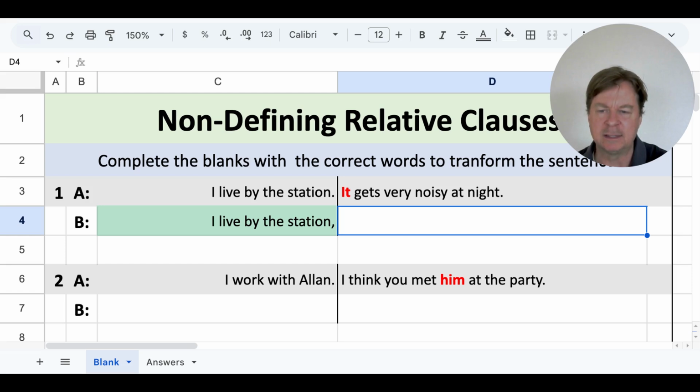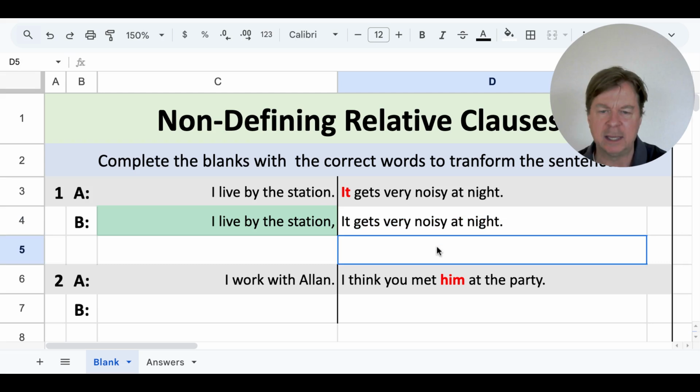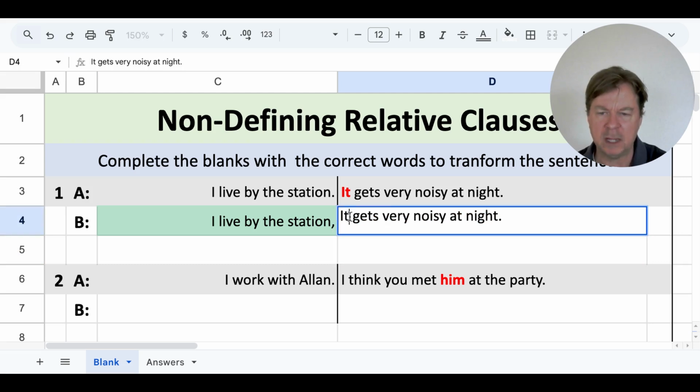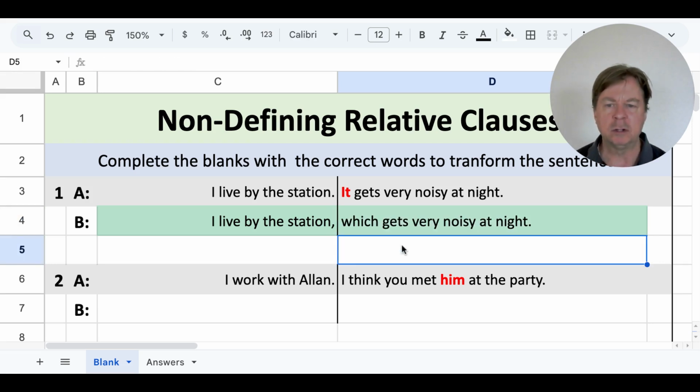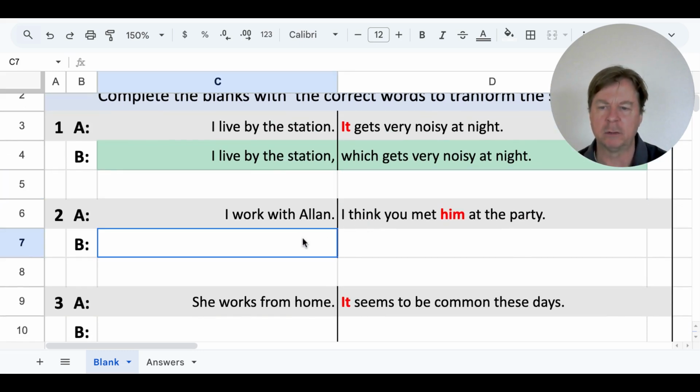So I live by the station, and I'm going to go ahead and type this into auto-populate there. It gets very noisy at night. Now I just have to change it for the relative pronoun which, and I'm done. Now notice in this case, I can't use that. So one difference between the non-defining relative clause and the defining relative clause in the first unit is that you cannot use that. You can only use which. Also, you have to have a comma. All right, so let's go to the next one.